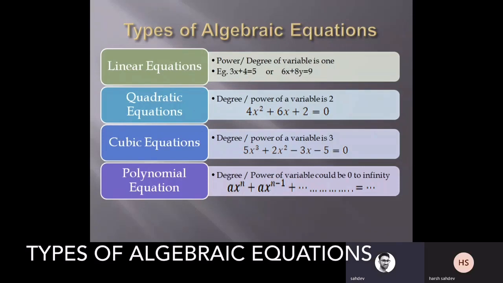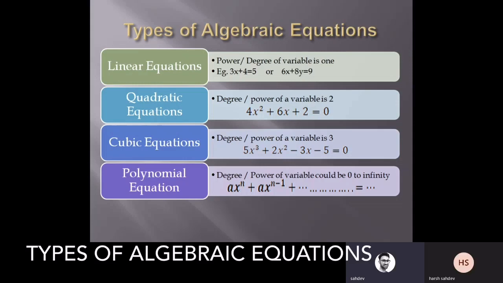Now types of algebraic equations. There are different types of algebraic equation according to their power or degree and number of variables, like the linear equation which we will study today. If the power or degree of a variable is 1, then the given equation will be linear. See over here, 3x plus 4 equals 5, or 6x plus 8y equals 9. That shows that x has a power or degree 1. Therefore, it will be a linear equation.